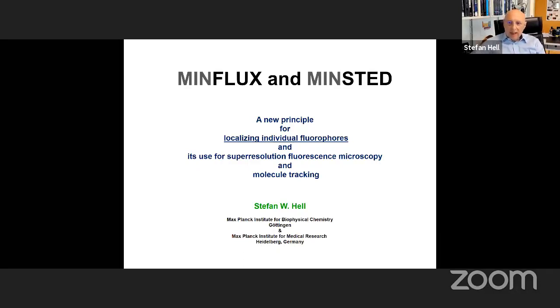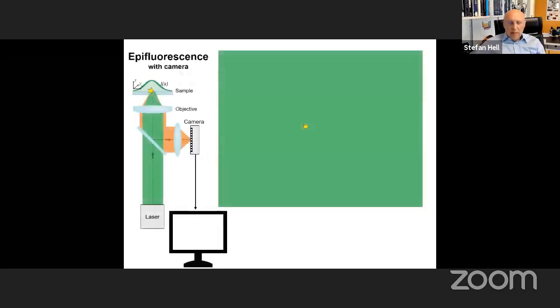I'm going to talk about MINFLUX and MINSTED, which is in essence a new principle for localizing individual molecules. And of course, I will speak about the implications of this new localization principle for super-resolution fluorescence microscopy and molecule tracking. Usually, when people think of localization of individual molecules, they have the following in mind.